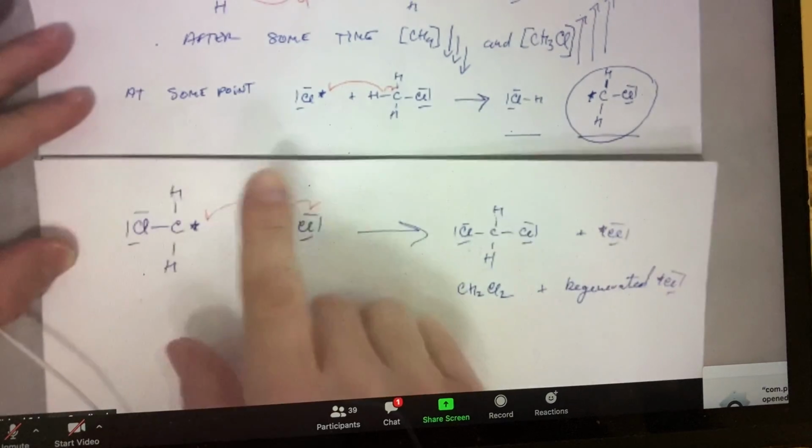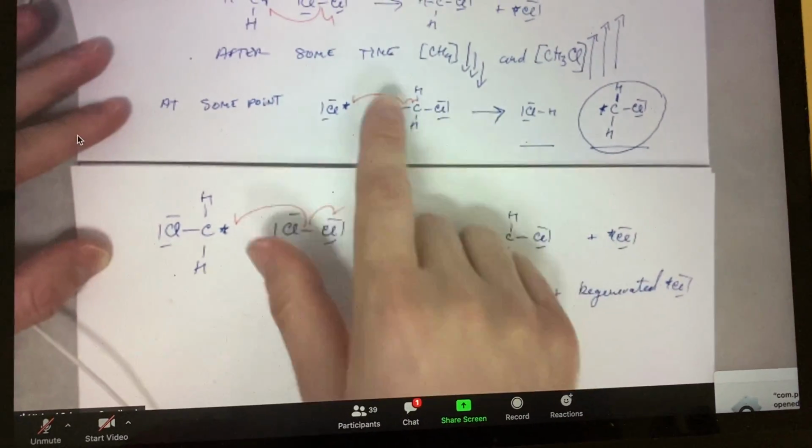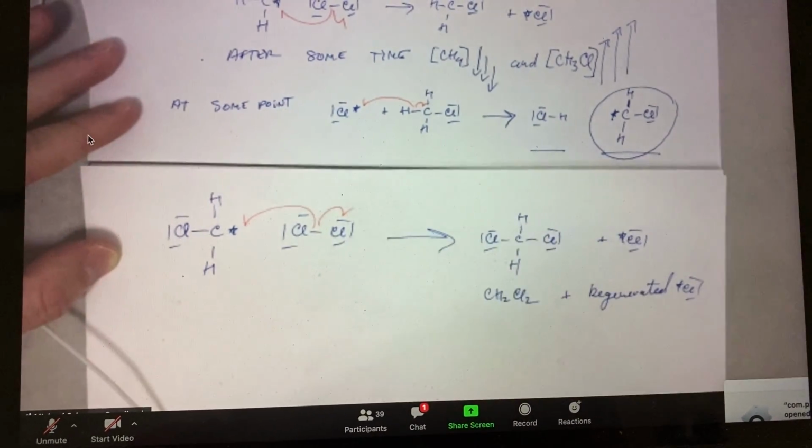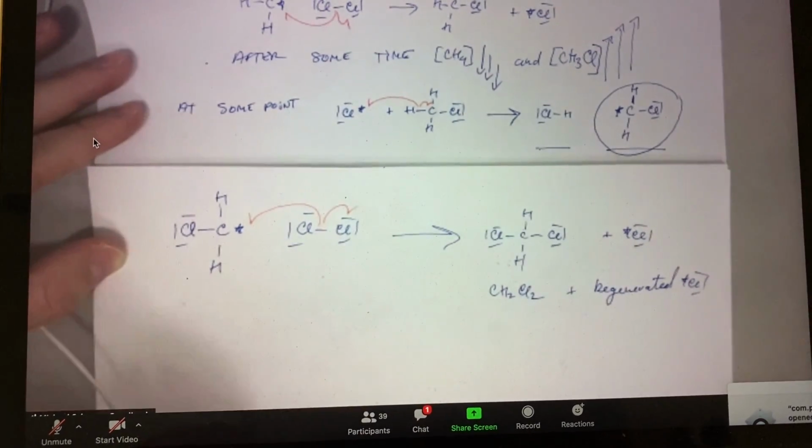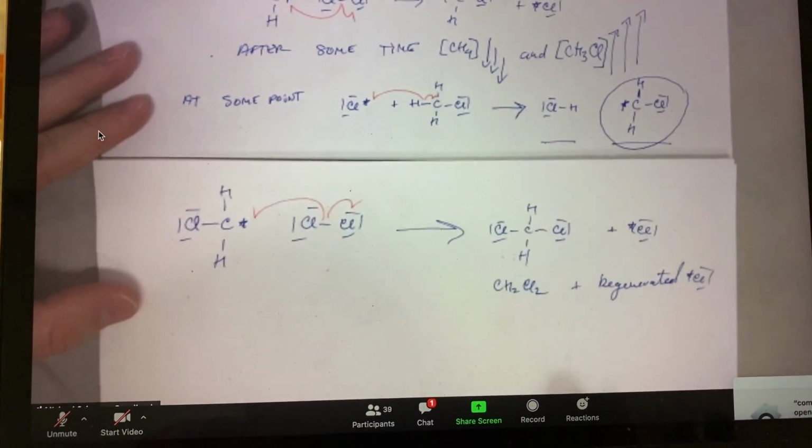So this process can keep going. It'll start consuming all the methyl chloride until it makes dichloromethane here. This could keep going at great length.